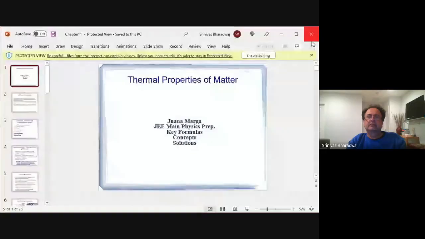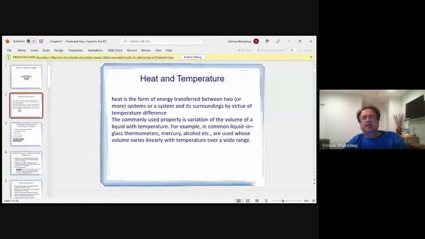the various thermal properties of matter. So when we discuss thermal properties of matter, heat and temperature are two different things. Heat is a form of energy, while temperature is a measure of how hot something is.